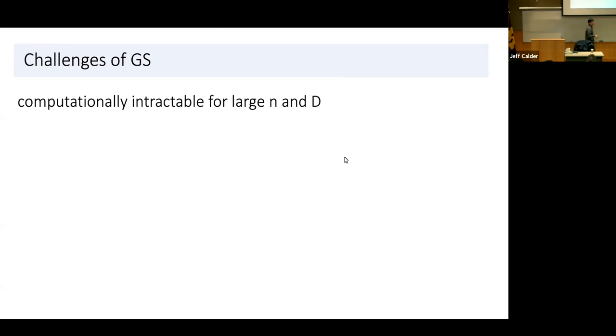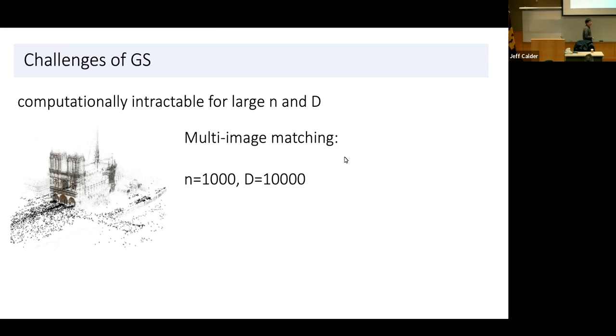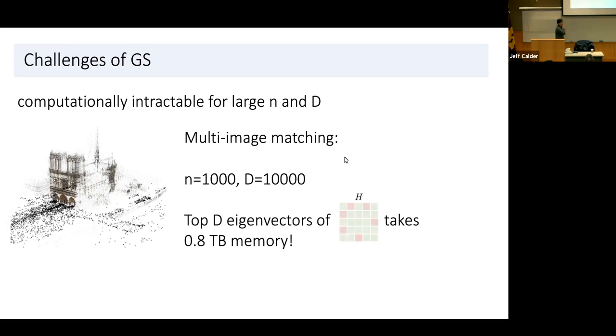Another challenge of this type of problem is that it's typically computationally intractable for large N and D. Assuming this reconstruction problem, usually if you consider the case where G is a permutation group, which has an application in multi-image matching, the scale of N and D is like 1,000 and 10,000. So this matrix H takes around 800 gigabytes of memory. So it's definitely computationally intractable, even just considering space complexity, not even mentioning the time complexity.